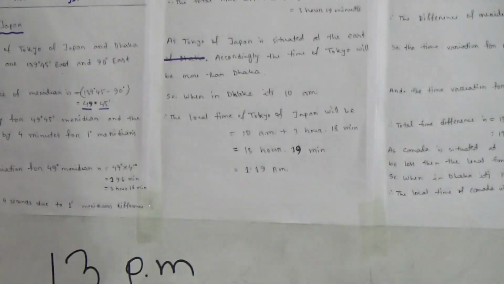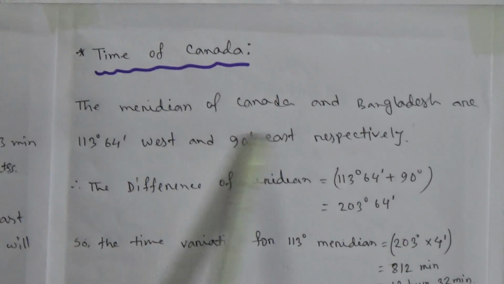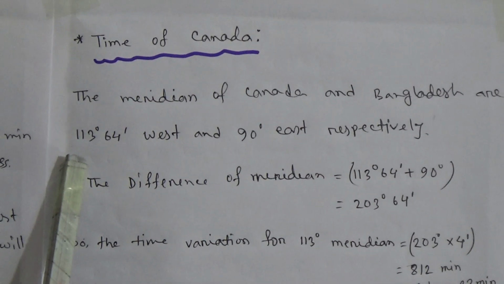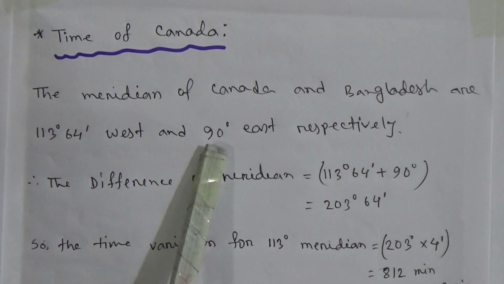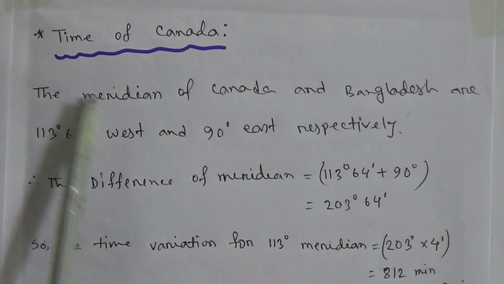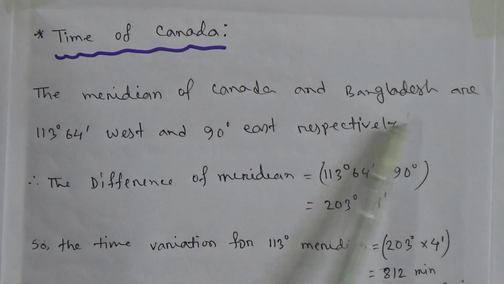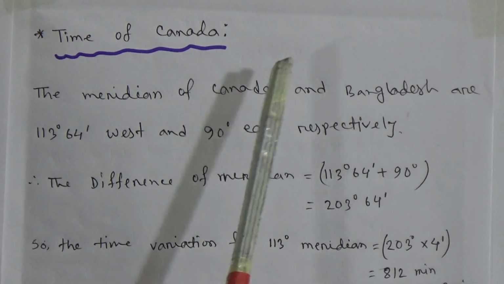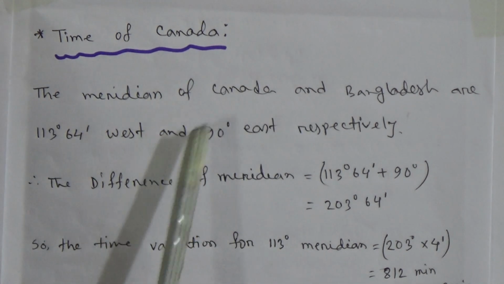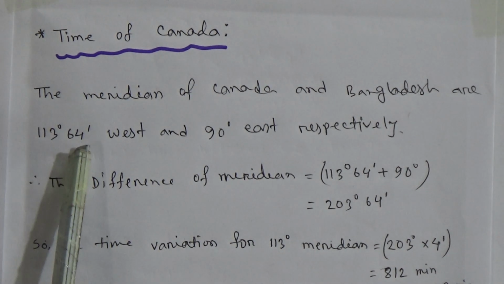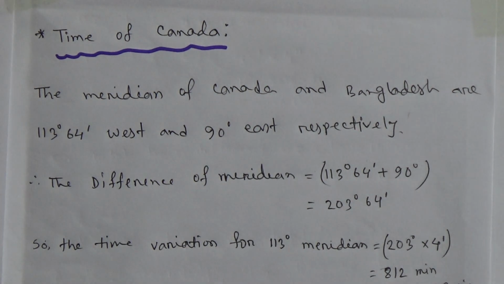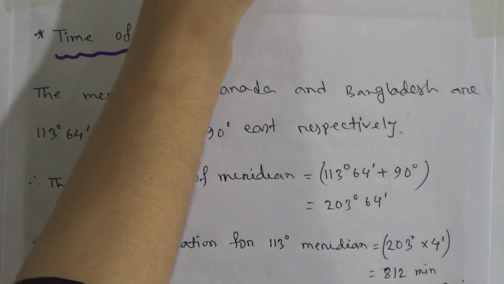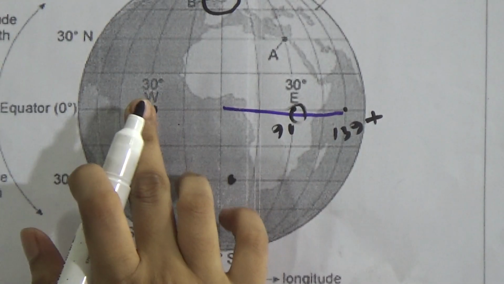So dear students, now we will go to the time of Canada, and in Canada we find the meridian. The meridians of Canada and Bangladesh are 113 degrees 64 minutes west and 90 degrees east respectively. By the word respectively, that means the first value is for the first country. That means for Canada it is 113 degrees 64 minutes west, and for Bangladesh it is 90 degrees east. So as it is west and it is east, it is Dhaka and it is Canada.